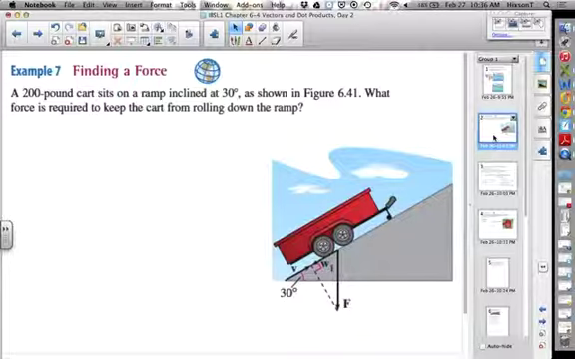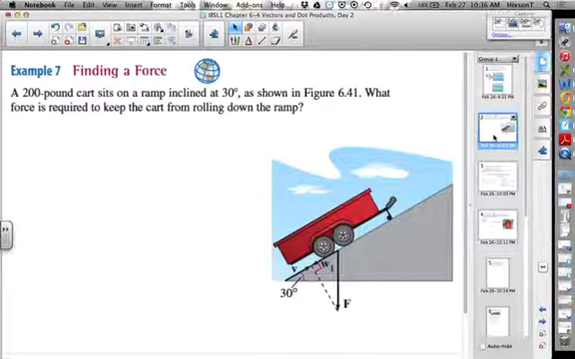Alright, so let's look at what we're given. Let's label it in our diagram, and then figure out what we need to figure out. Okay? So it says a 200-pound cart sits on a ramp inclined at 30 degrees, as shown in the figure. What force is required to keep the cart from rolling down the ramp?